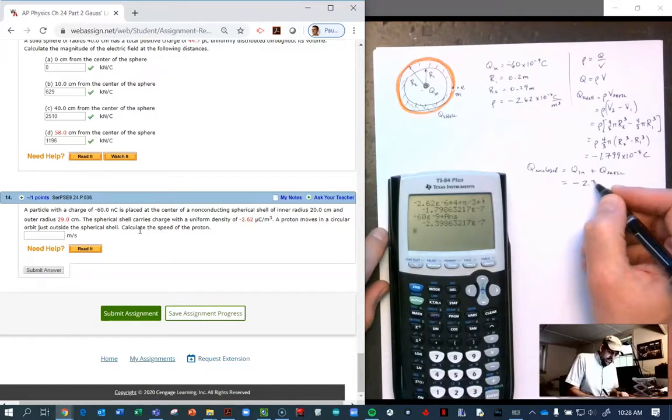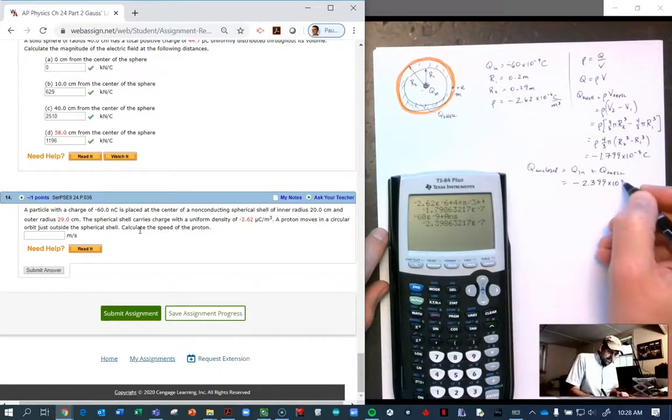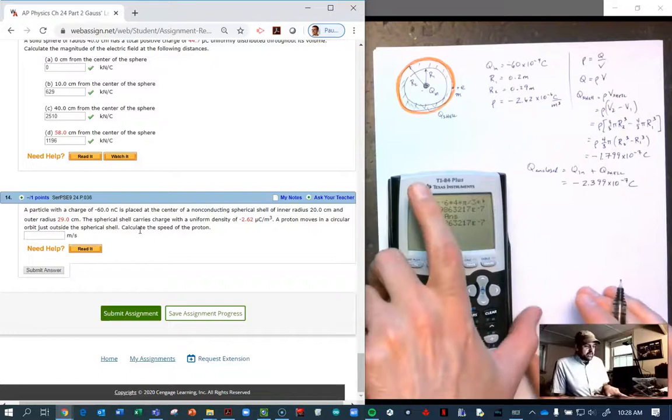Negative 2.399 × 10 to the minus 7 coulombs.